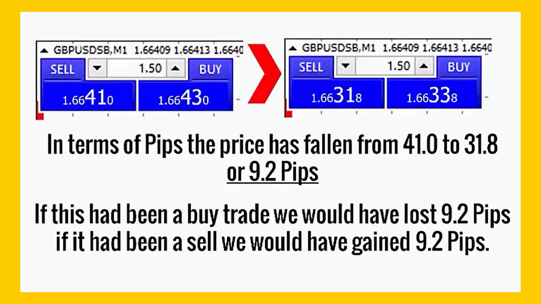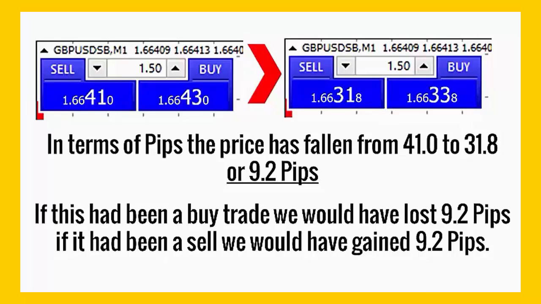In terms of pips, the price fell, in the example that we used, from 41.0 to 31.8, or 9.2 pips. And if this had been a buy trade, we would just have lost 9.2 pips. If it had been a sell trade, we would have gained 9.2 pips. Now, if you were trading at, say, £1 or $1 per pip, then you would have gained or lost £9.20.